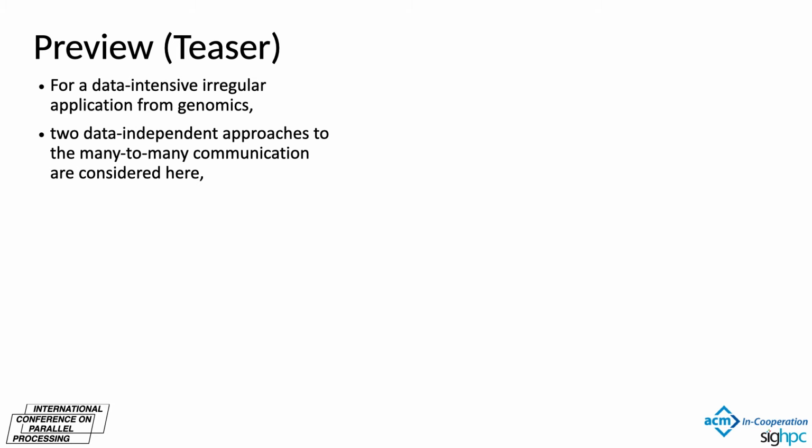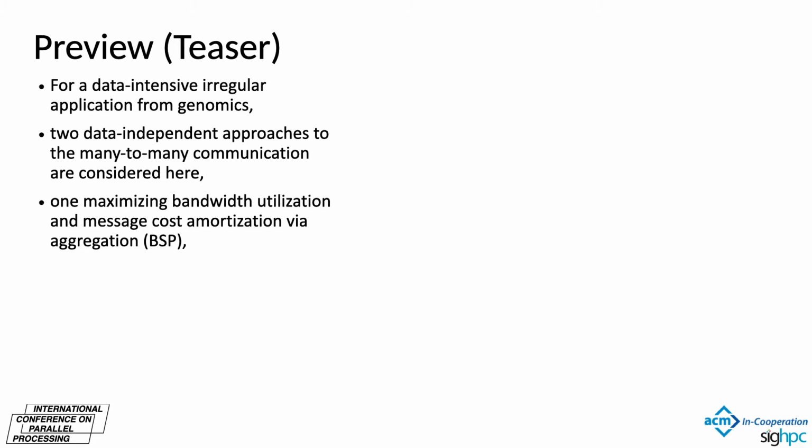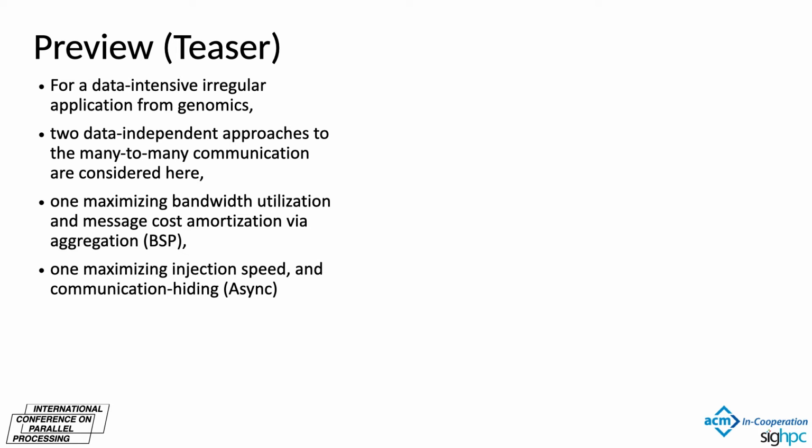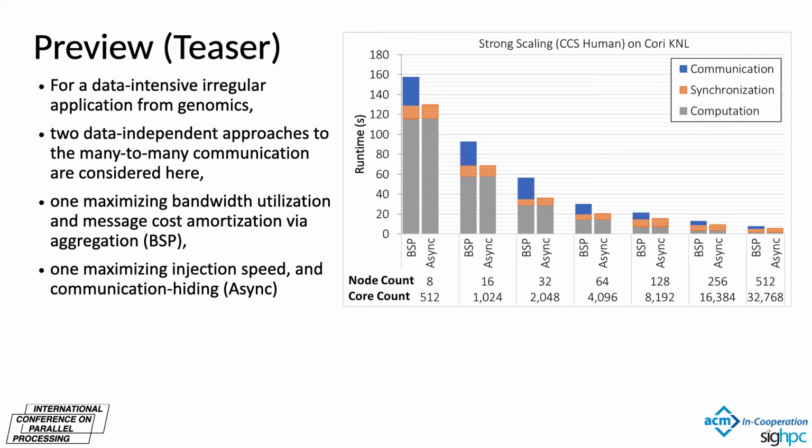To jump right in, for a data-intensive irregular application from genomics, two data-independent approaches to the many-to-many communication are considered. One, maximizing bandwidth utilization and message cost amortization via aggregation. The other, maximizing injection speed and hiding communication. Now, in the teaser results I'm showing, communication hiding seems to be trivially the right approach.